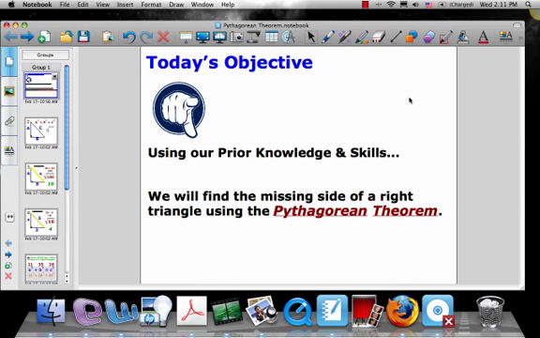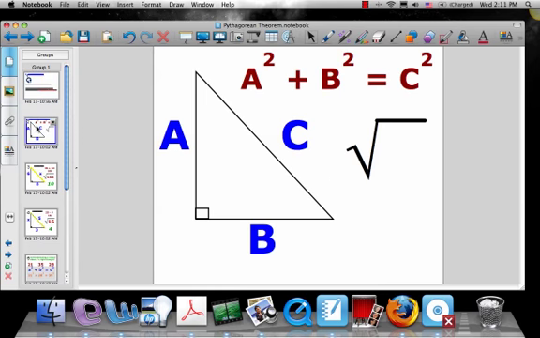Today we're going to use our prior knowledge and skill to find the missing side of a right triangle, and we're going to do this by using the Pythagorean Theorem. First, some background knowledge before we begin. We need to work with right triangles and only right triangles. You see, the Pythagorean Theorem doesn't work with any other type of triangle.